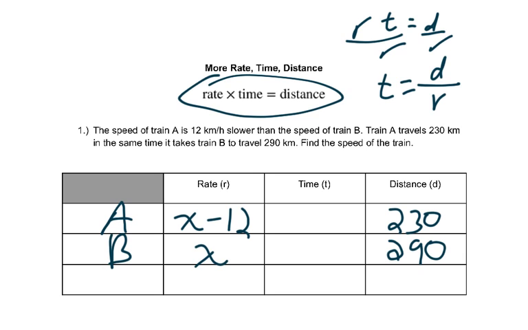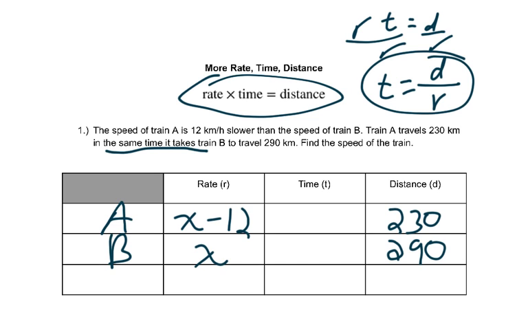Notice here there's nothing about total distances. The distances are not equal. We're not adding the distances up here either. Instead, we need to use the fact that it takes the same time for A to go 230 kilometers as it takes B to go 290. So that's where this formula, time is equal to distance divided by rate, is going to come in.